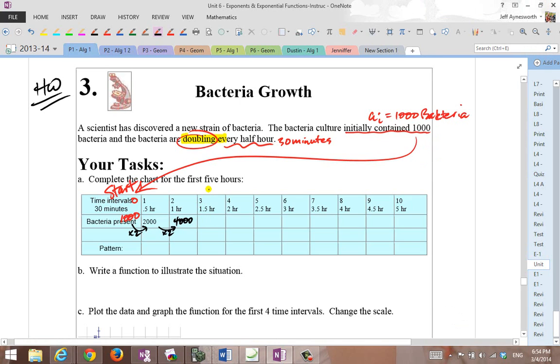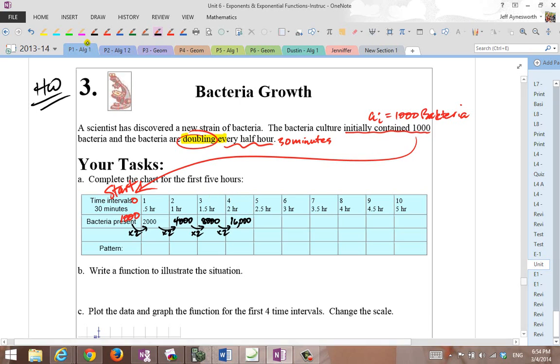So every time there's another time interval, or every doubling, it doubles. So times 2 again. 8,000 bacteria present after an hour and a half, after 3 intervals. Half an hour, half an hour, half an hour, that's 1.5 hours. Or 30 minutes, 60 minutes, 90 minutes, if you want to do it in minutes. Okay, you double it again, times it by 2. 16,000 bacteria now after 2 hours, which is just 4 doubling intervals.